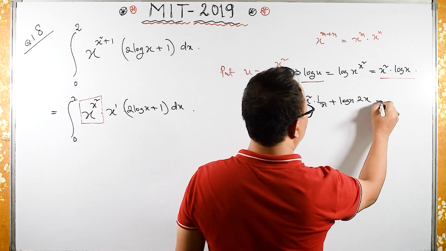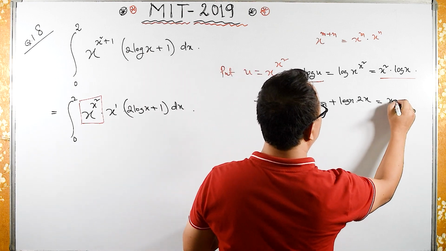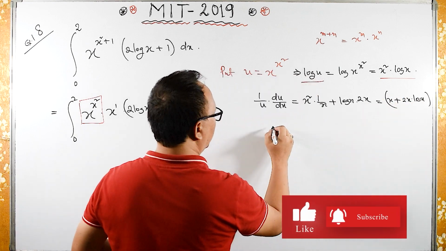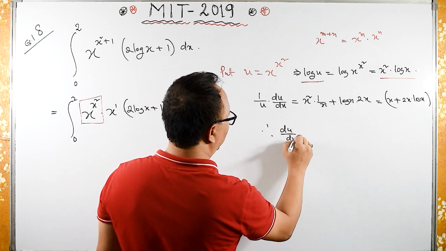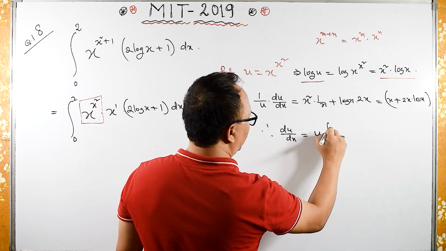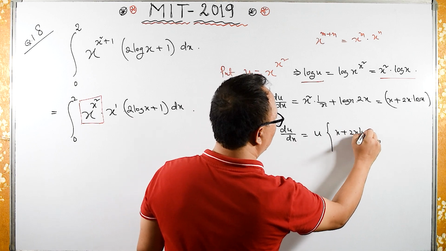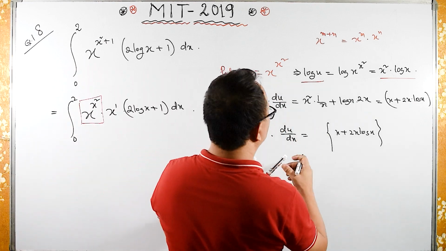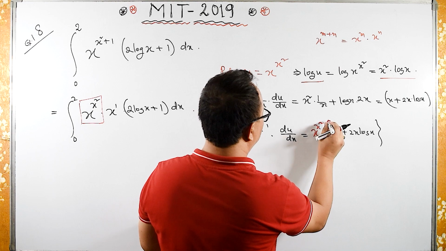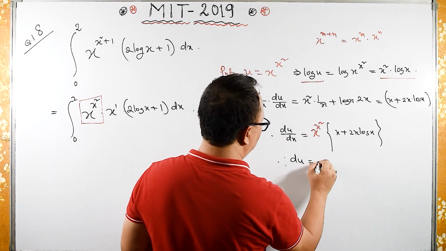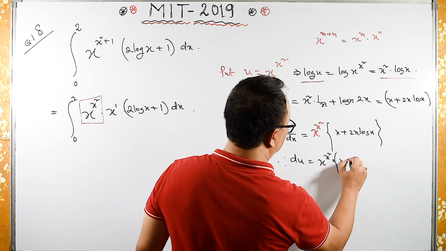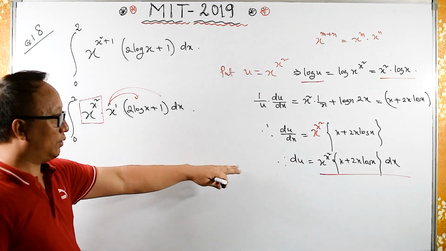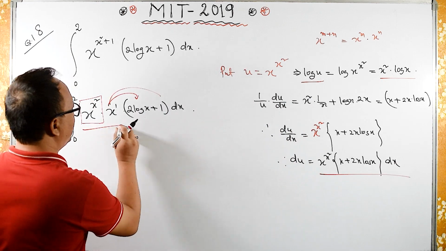So x gets cancelled. We have x plus twice x into log x. Therefore, du upon dx equals u times x plus twice x into log of x. What is u? u is x raised to x square. So instead of u, I can write x raised to x square. Therefore, du equals x raised to x square, x plus twice x log x into dx. The whole of this becomes my du.